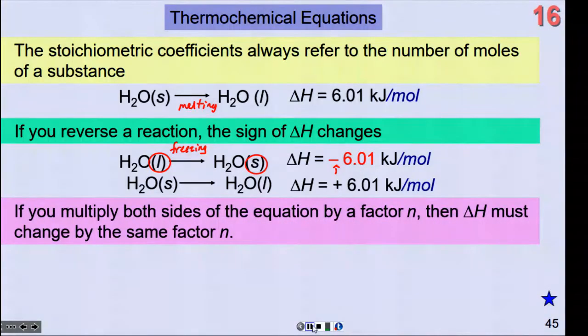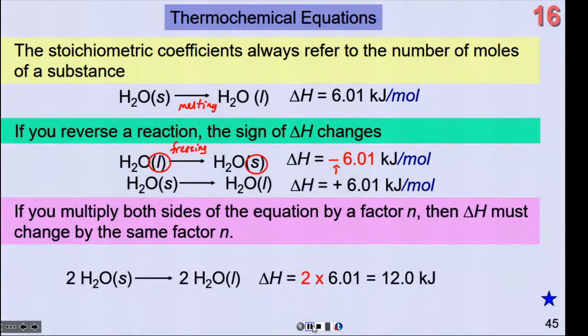If you multiply both sides of an equation by a factor n, then delta H also changes by that same factor n. So how do we use that? Think in these terms: if you have 2 moles of water going from solid to liquid, then you have twice as many kilojoules evolved, which is exactly the value we came up with in the previous example with grams as our starting point.